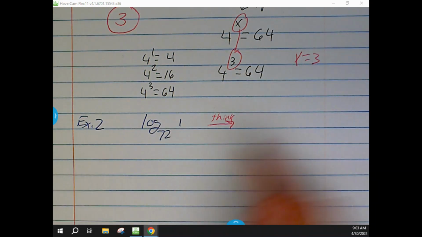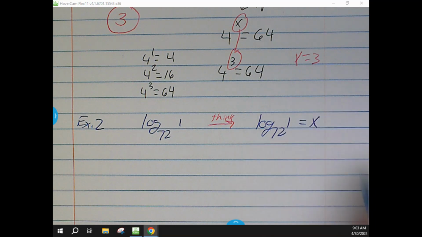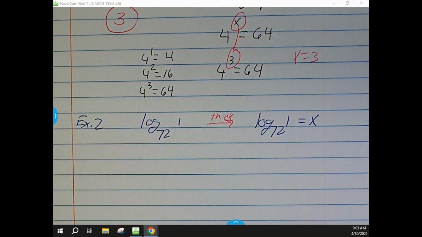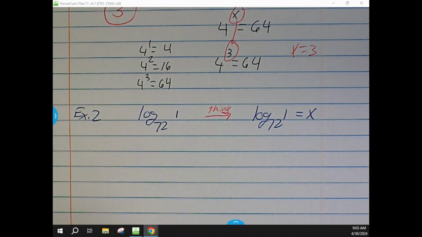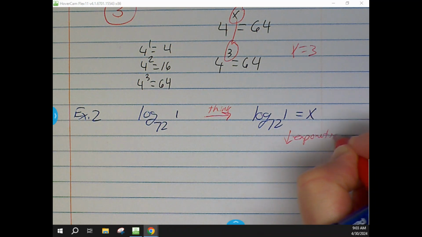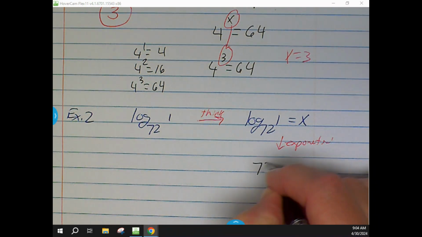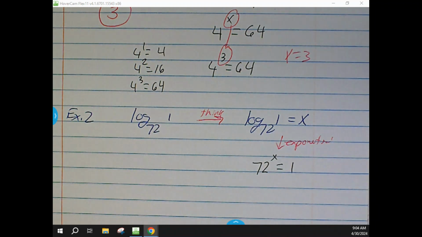Okay, and again, for me, when they talk about doing this one, if they ask you to do this, just think, okay, what does this thing equal? It equals x. And then once you've got it from here, again, you get to rewrite it in exponential form. So if you rewrite it in exponential, it's 72 to the x power equals 1.